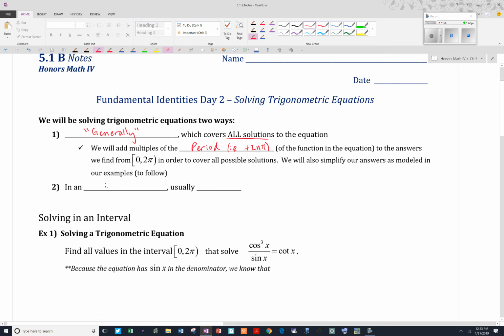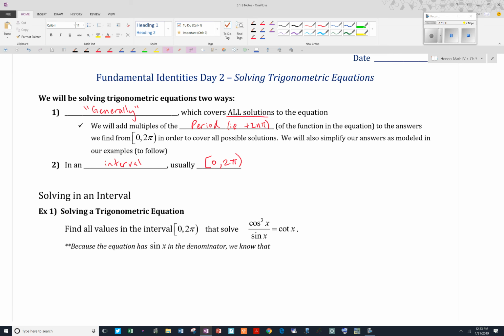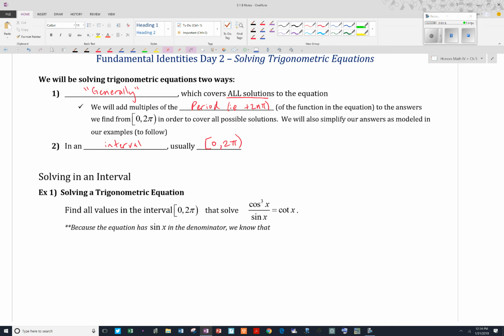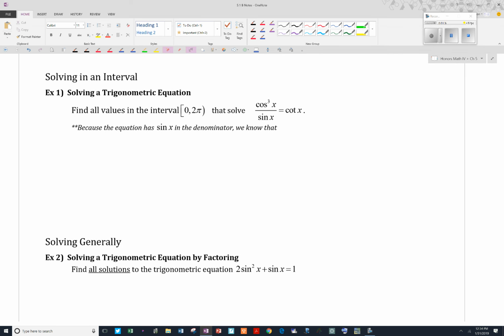The other way that we're solving this is in an interval, usually from 0 to 2 pi, including 0 but not including 2 pi. This is the easier of the two because you only are giving specific answers, any answers between 0 and 2 pi, where with the general solutions you've got to do a little bit of thinking as to what the period is, how you could maybe simplify your answer. So we're going to start with the easier of the two, with the solving in an interval.